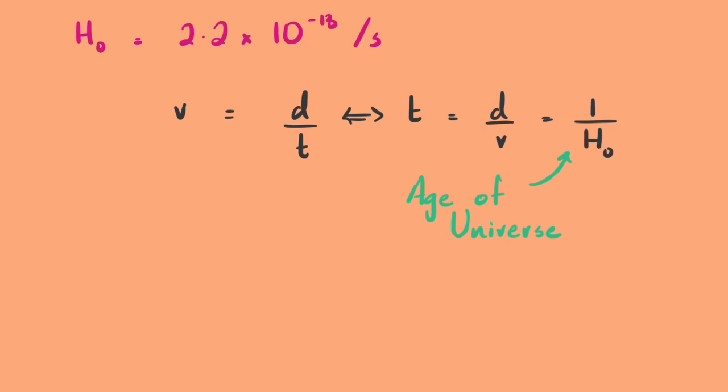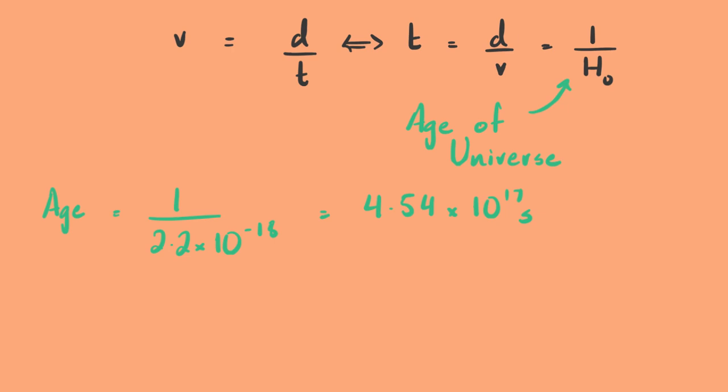So then if we try to do this actually, if I want to find the age of the universe, I would do 1 over h naught. उसकी value ऊपर दी हुई थी 2.2 into 10 to the negative 18. So this will turn out to be 4.54 into 10 to the 17. Because this was in per seconds, this is going to be in seconds. And this is, by the way, a huge number.